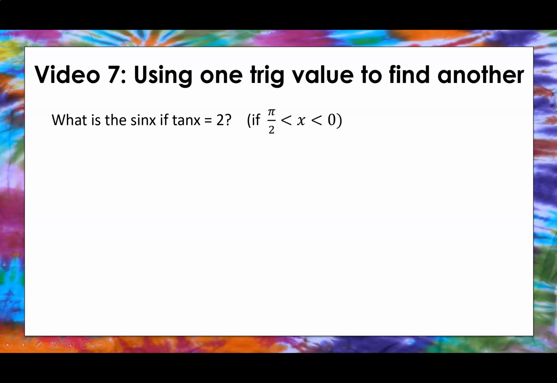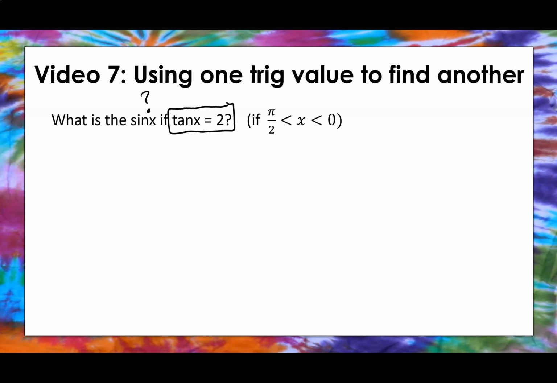All right, here's our first question. The topic is using one trig value to find another one. This is telling you what's sine x if tangent of x equals 2. So you can see here that this is the one they're giving us, and this is the one we're trying to find.